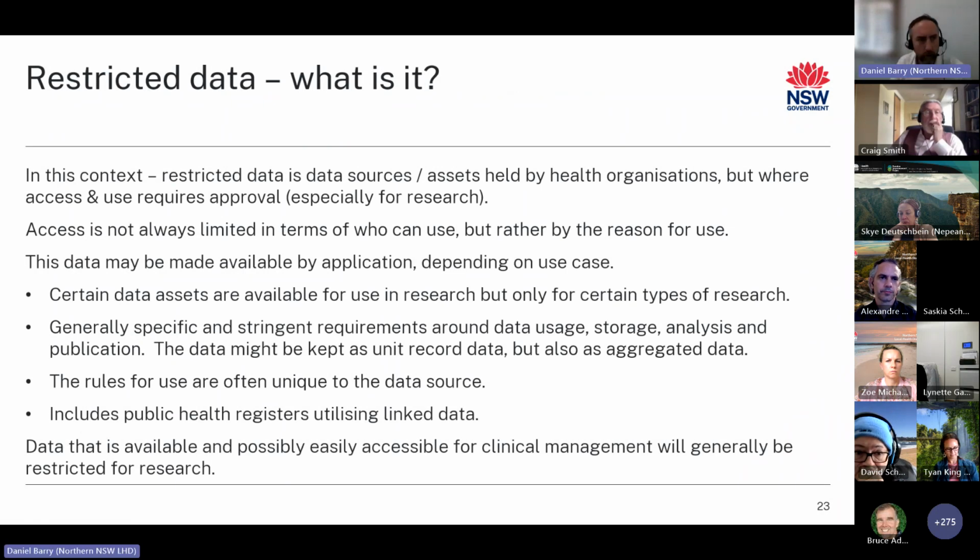I'll move on now to talking about restricted data. What we're considering as restricted data within this context is data sources or assets held by health organisations, but where access and use requires approval, and sometimes that's especially the case for research. That might be restricted by law, might be restricted by ethics, and there'll be a little bit more on both of those later. This is typically the case for unit record data, but it's also the case for aggregated data in certain circumstances.